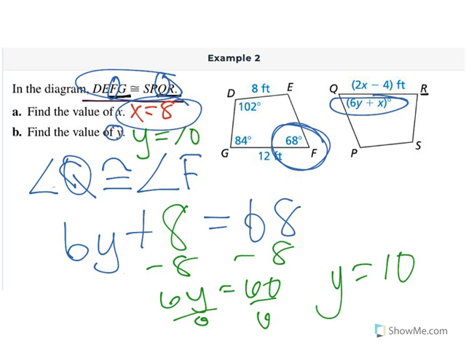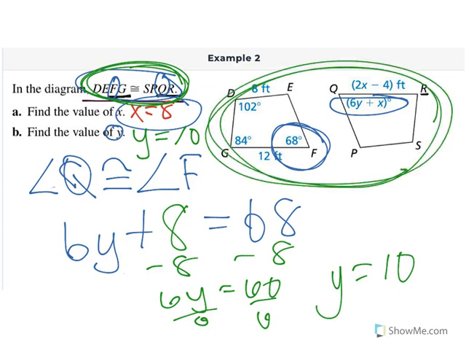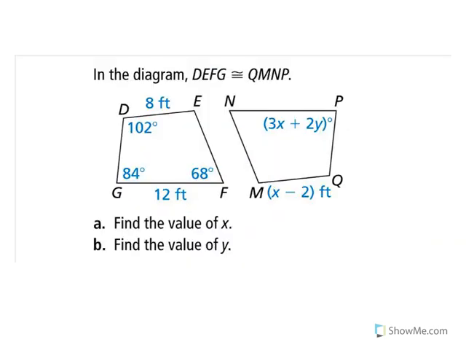So that's why it matters that you have things written correctly in the right order, because you won't always be able to tell by looking at the picture what's congruent to what, but you can always tell by the statement. Let's try another one real quick. Trying to make these videos not too long.